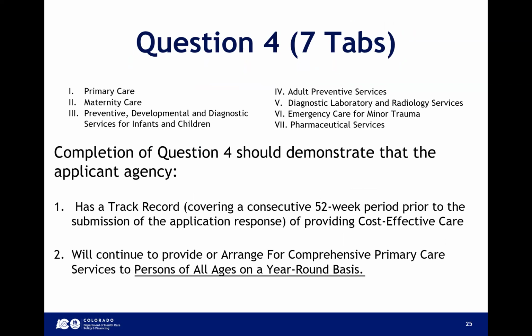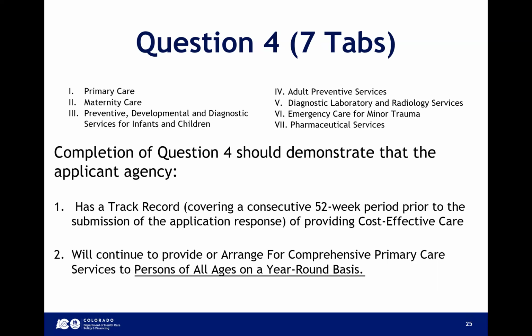Question 4 consists of a total of 7 tabs. Those tabs are the components of primary care. So you have primary care, maternity care, preventive, developmental, and diagnostic services for infants and children, adult preventative services, diagnostic laboratory and radiology services, emergency care for minor trauma, and pharmaceutical services.